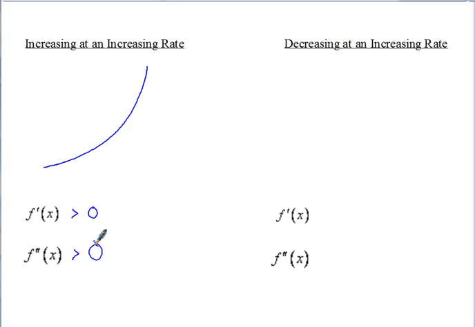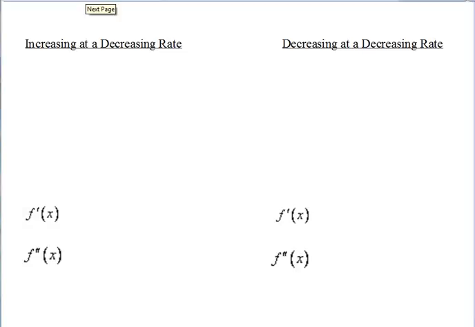Decreasing at an increasing rate would be like that. Decreasing, so the first derivative is less than 0. The rate itself is increasing because the slope is getting less negative as we go along. So it's actually increasing. And notice it's still concave up, so the second derivative is greater than 0. If the rate's increasing, you can see the graph is concave up. The second derivative is greater than 0.